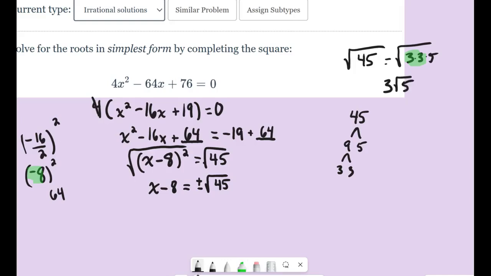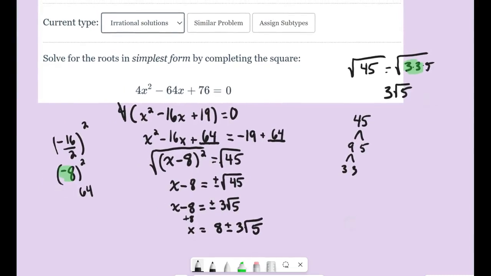So that leaves us with x minus 8. This is the extra step that you have to do. Plus or minus 3 times root 5. And then all you have to do is get the 8 on the other side of the equation. So I'm going to add 8 to both sides, and we're left with 8 plus or minus 3 times root 5. A little bit more work with those irrational solutions, but the method ends up being the same.